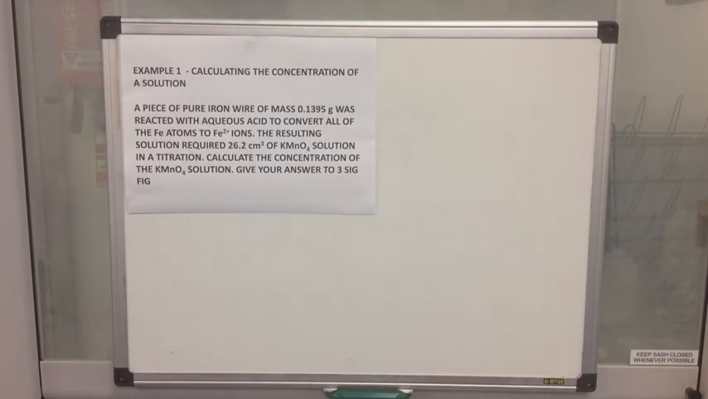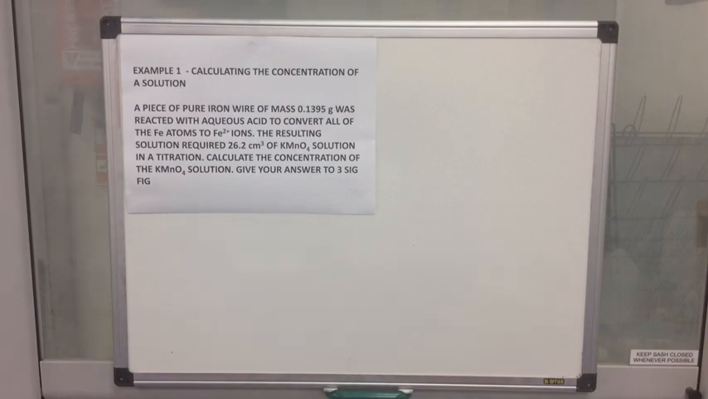This type is all about calculating the concentration of a solution. We've got a piece of pure iron wire, and we're given its mass. It was reacted with aqueous acid so that all the iron atoms are converted to iron 2+ ions, and then the resulting solution was titrated with potassium manganate 7 solution, and it needed 26.2 cm³ of that. We have to calculate the concentration of that KMnO4 solution.